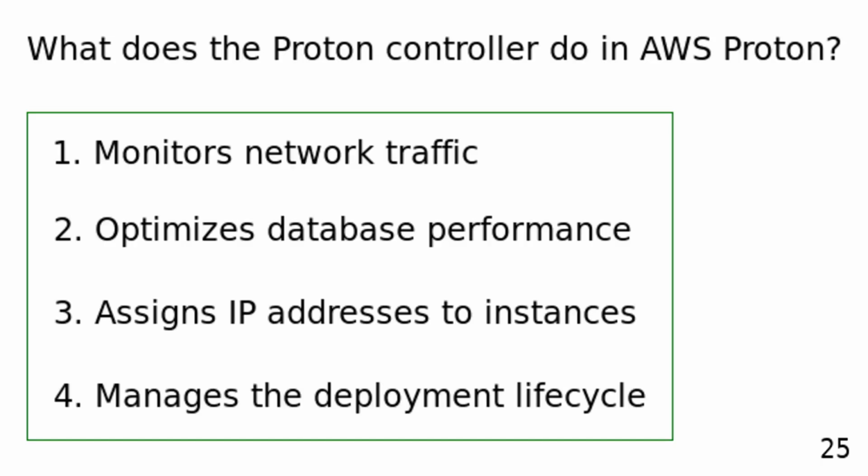What does the Proton controller do in AWS Proton? Monitors network traffic. Optimizes database performance. Assigns IP addresses to instances. Manages the deployment lifecycle.